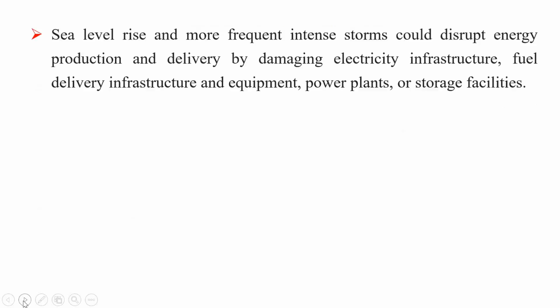Sea level rise and more frequent intense storms could disturb energy production and delivery by damaging electricity infrastructure, fuel delivery infrastructure, and equipment, power plants or storage facilities. That means the demand is high and production is less. This is the effect of climatic change, or high demand for energy or water.